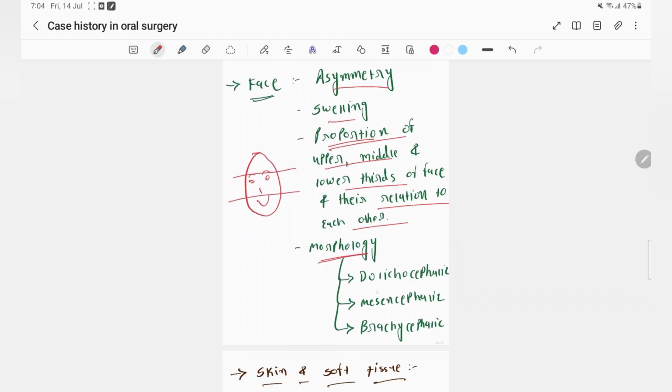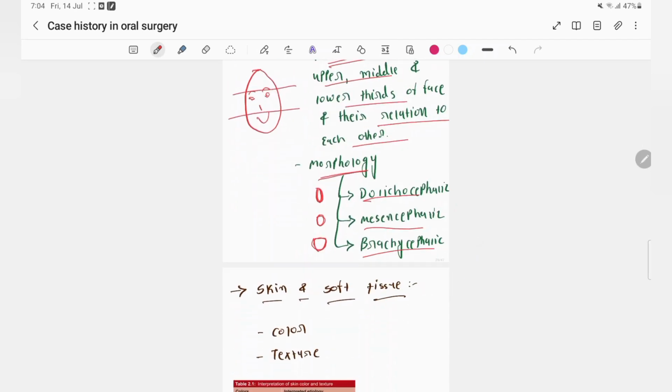According to morphology, we have three types: dolichocephalic, mesocephalic and brachycephalic. Dolichocephalic have a long and narrow face, and mesocephalic have a medium type of face. I'm just telling this so you understand, okay? Then brachycephalic is a wide and small face, rounded. Okay, this is a brachycephalic.